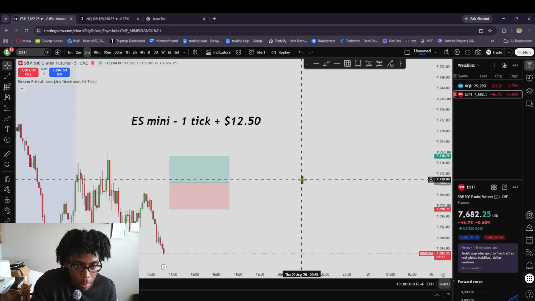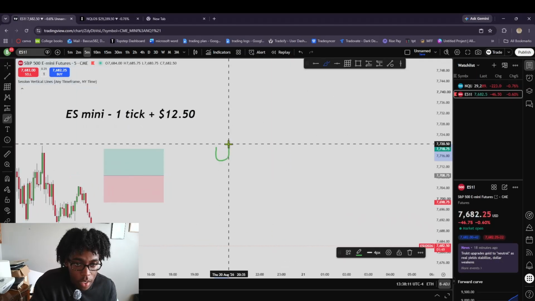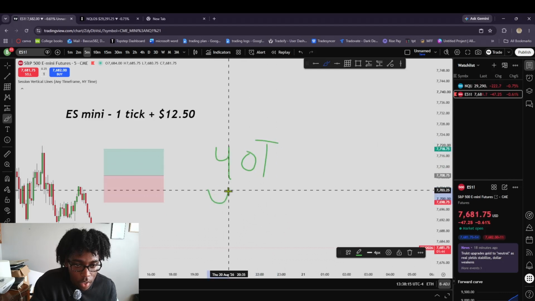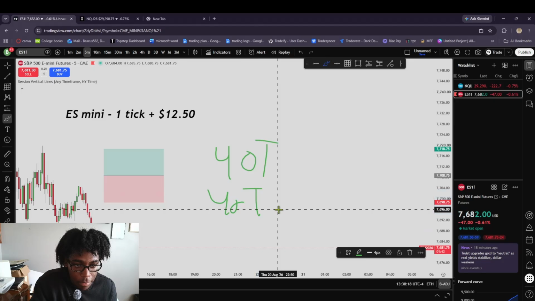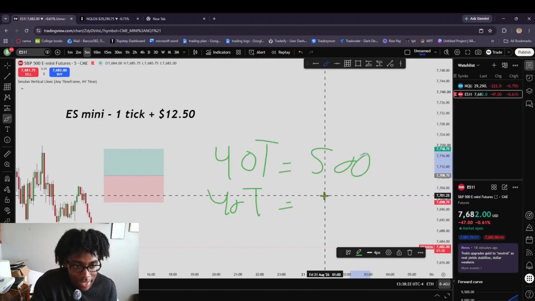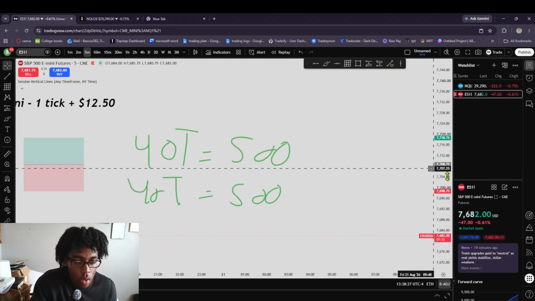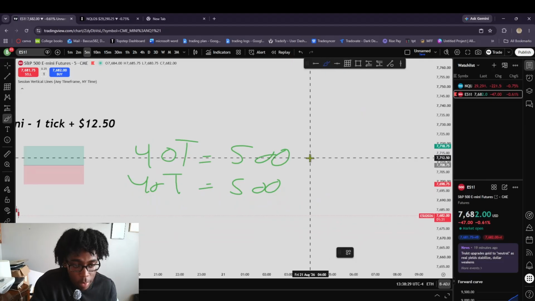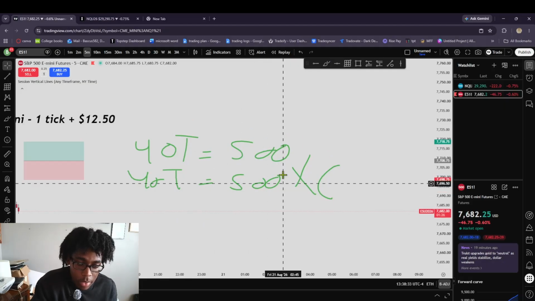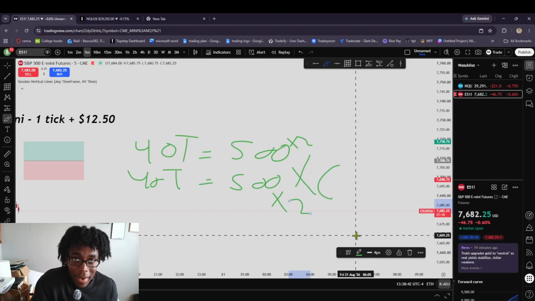All right, so very simple math. If you have 40 ticks across each one, let's map it out. 40 ticks across your stop and take profit equals $500 USD. Right? Very, very simple, guys. And then we take that number and we multiply it by contract size. If you have 1 contract, this stays the same exact value. If you have 2 contracts or any other number, you multiply it by the amount of contracts.